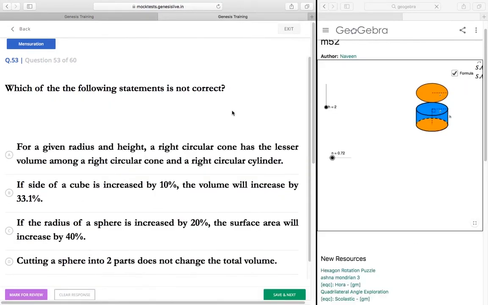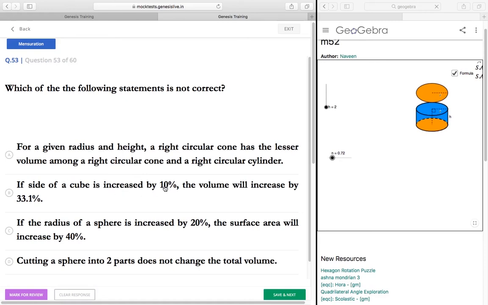Which of the following statements is not correct? For a given radius and height, the right circular cone has the lesser volume among the right circular cone and right circular cylinder. Obviously, it will be 1/3 of the right circular cylinder, right? So this is correct. And let's go to the next one then. That means that it's not the right answer, because the question is which of the following statements is not correct. Fine.